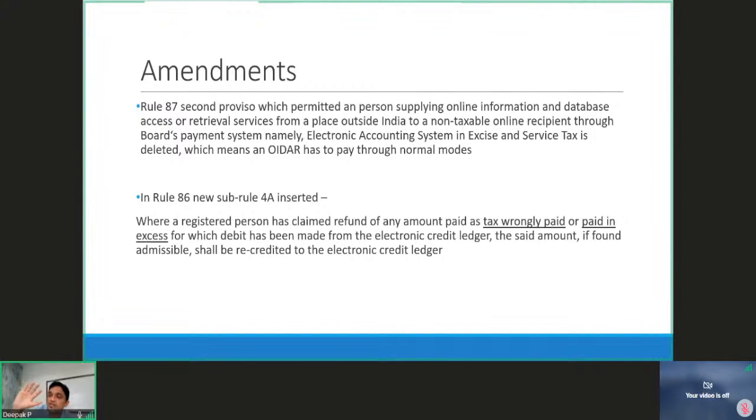Don't get mixed up with this, saying that when I claim refund, I debit my electronic credit ledger, so refund also has to come to my electronic credit ledger. That doesn't make sense. If that comes to the credit ledger only, then why would I go for refund? So for them, it is still that the refund will come into their bank account. But if there is any tax wrongly paid or paid in excess, that is when the refund will be credited to your electronic credit ledger.